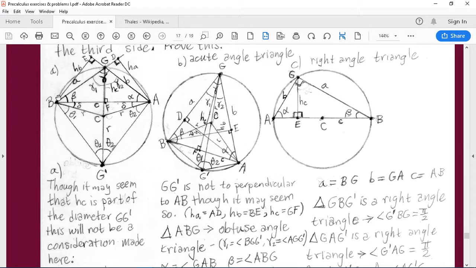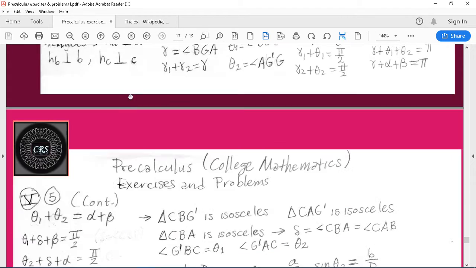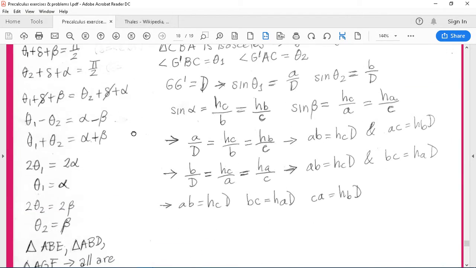We know that looking at triangle BGA, alpha plus beta plus gamma equals pi, and then we have that alpha plus beta plus pi halves minus theta 1 plus pi halves minus theta 2 equals pi. That means that alpha plus beta minus gamma 1 minus gamma 2 equals 0, which gives us that alpha plus beta equals theta 1 plus theta 2, this relation here.